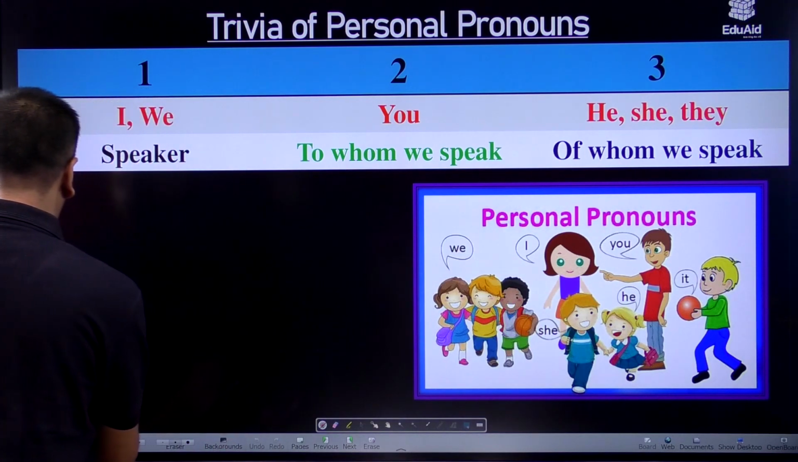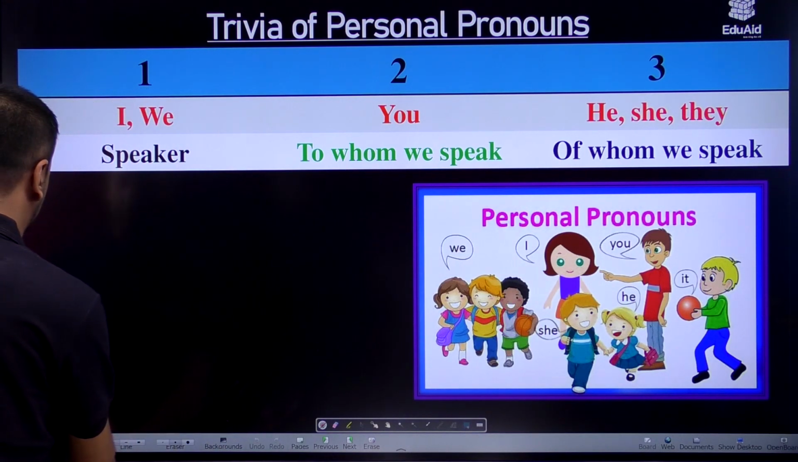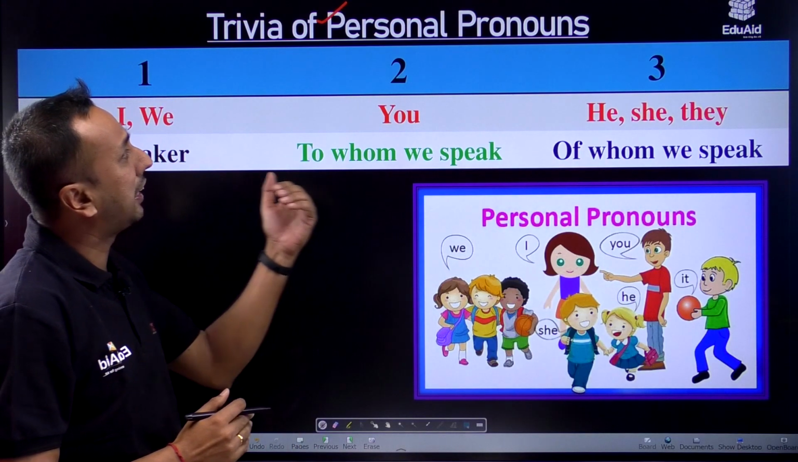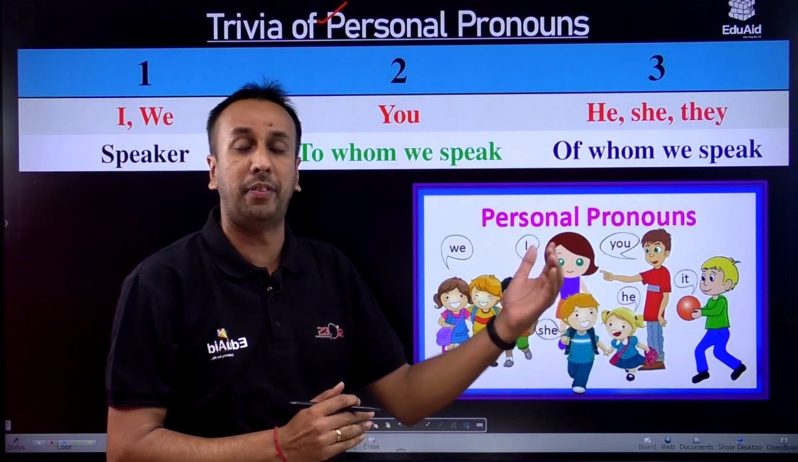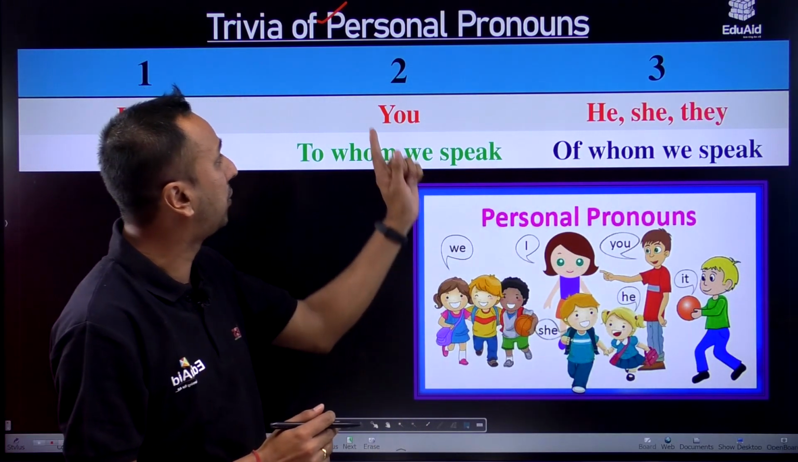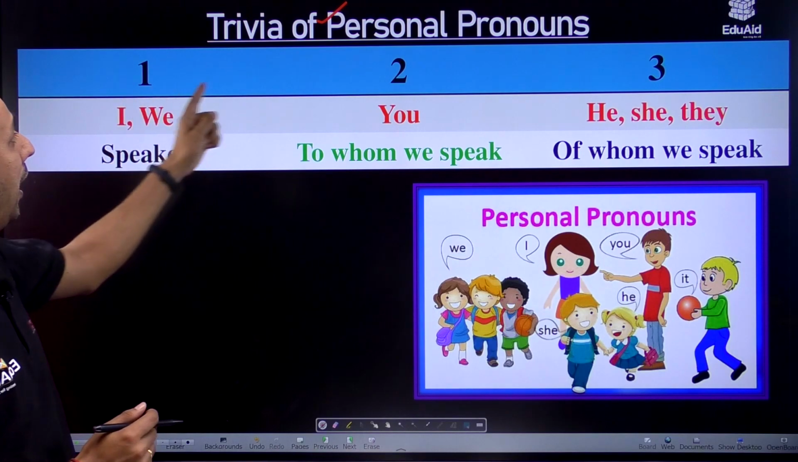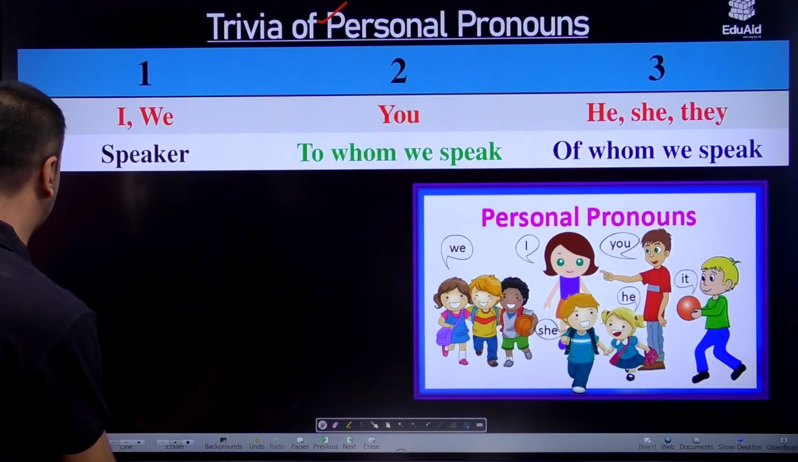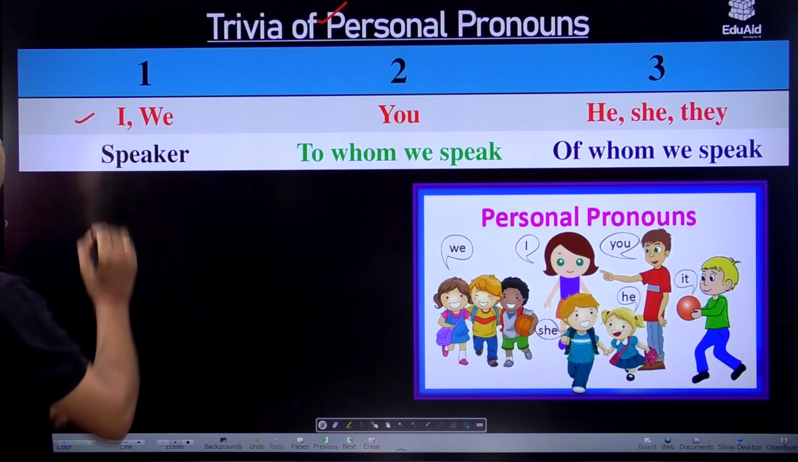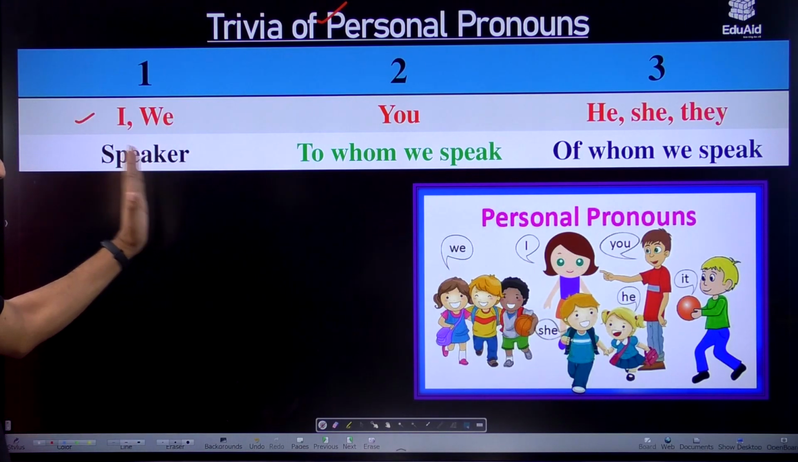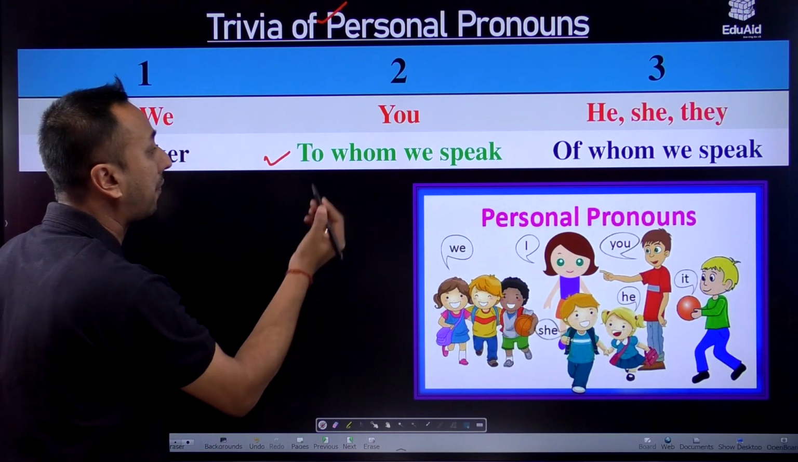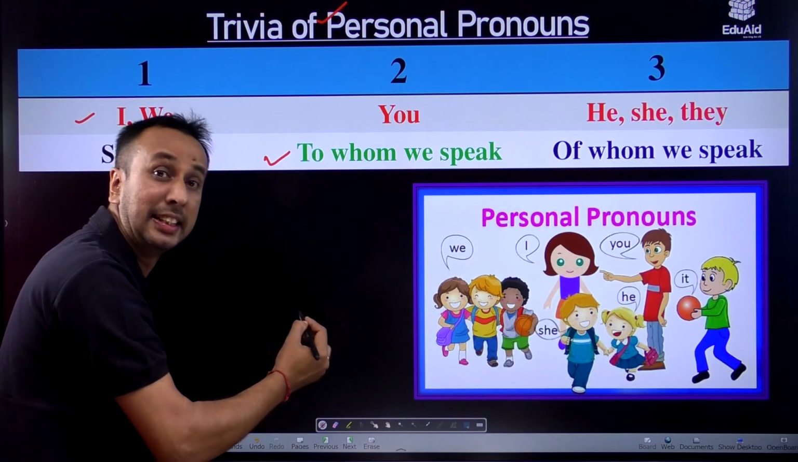Now when you talk about personal pronouns, a simple clue: try to memorize that the pronouns that deal with persons are the personal pronouns. Like you have seen here, there are three of them, 1, 2 and 3. The first is I and we, which is the speaker, the one who speaks. Then you, to whom we speak, many tend to call it the listener.